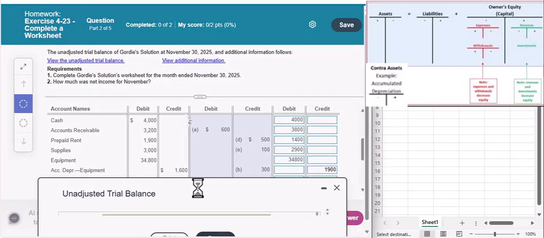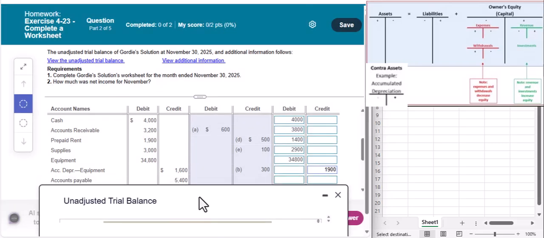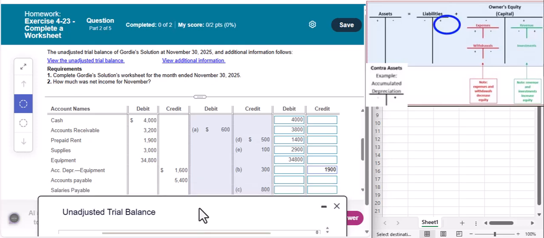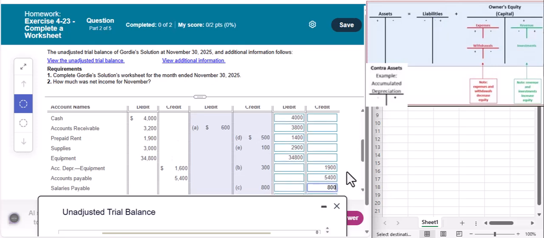And then moving forward, we have accounts payable. Okay, we are into the liabilities now. So for accounts payable, we didn't touch it, so our credit balance will be 5,400 as before. And then salaries payable, our next liability. Looks like we did not have anything sitting in the credit side before, but now we have $800 worth of salaries that we have to pay. That is our debt there sitting in the payable.